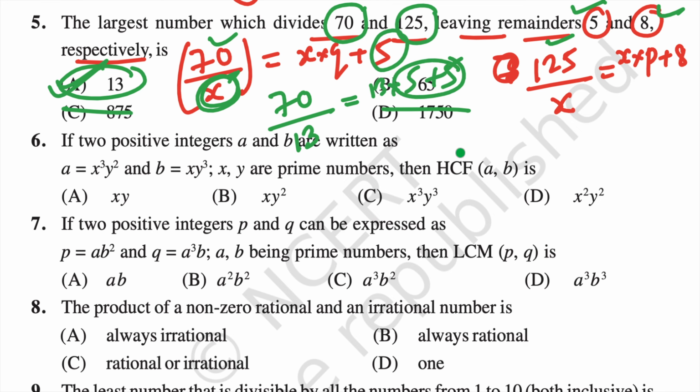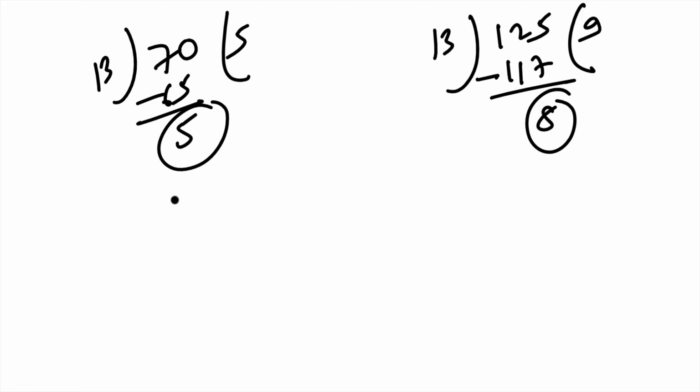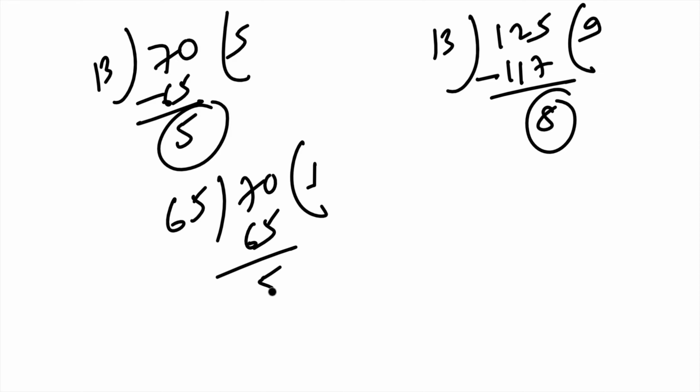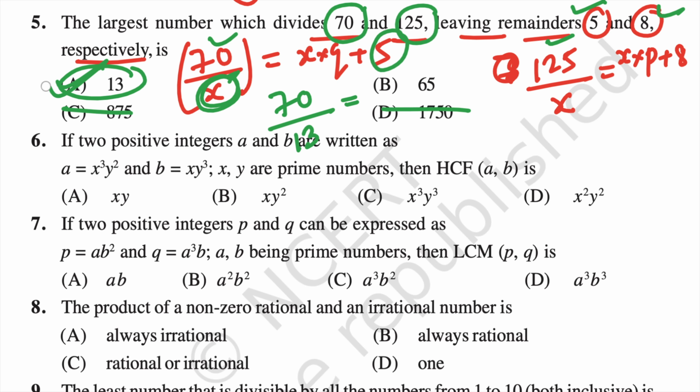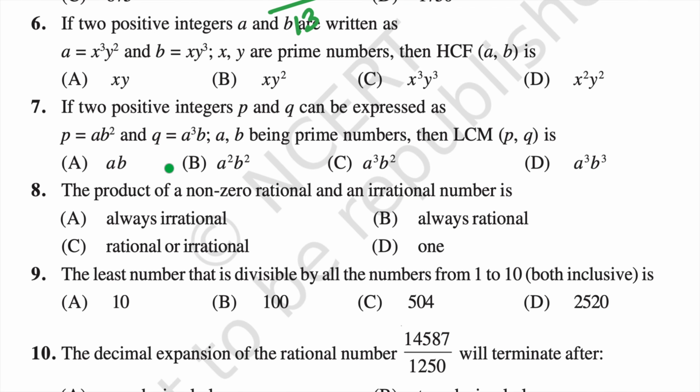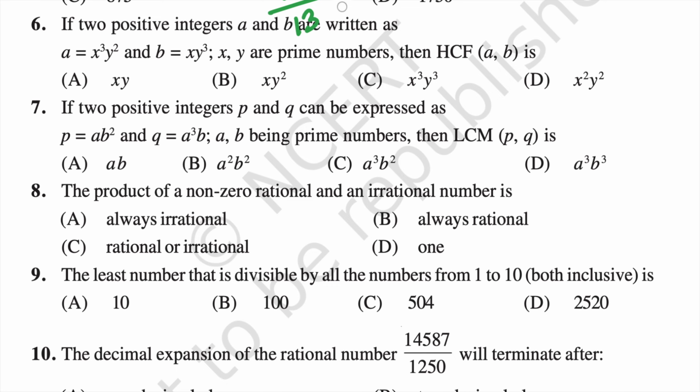Let's check 65. We discarded C and D by looking at the options. Now if you divide the given number by 65, 70 is 1 times 65, you are getting 5 as remainder in this case. But what about the other case? When you divide 125, 1 times 65, you are getting remainder as 60, which is not correct as per the given question. So the answer is A only. Okay, so A is the correct option. Now let's do question number 6.